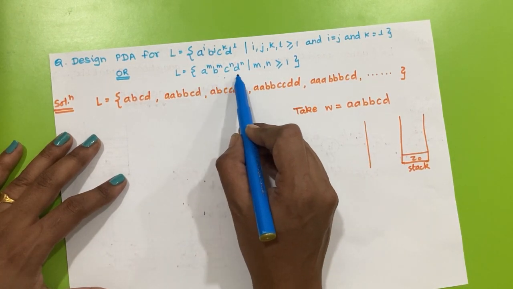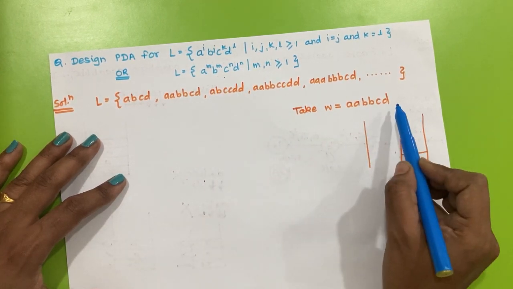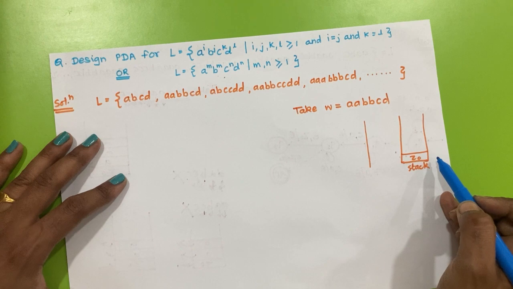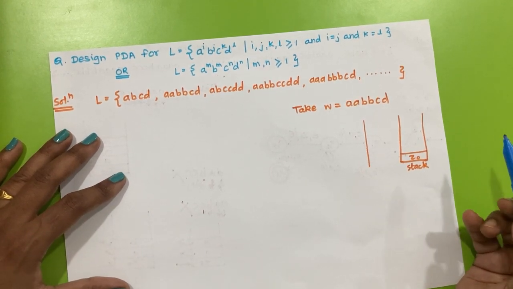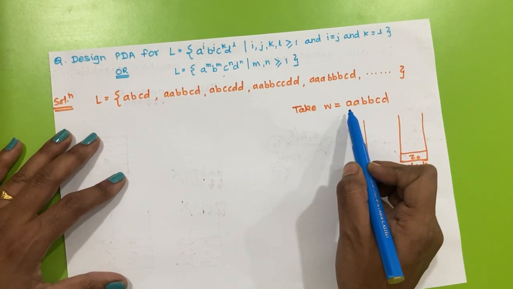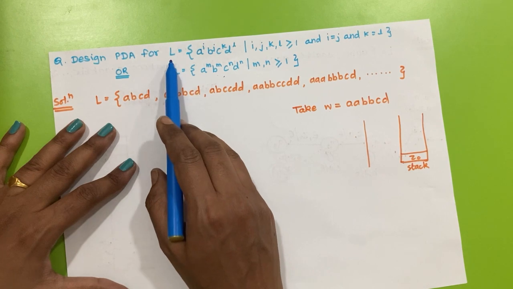So when at last we read empty input from the input tape, at that time our top of stack should be Z0. So let's start to simulate the string AABBCD. So that was the logic behind the working of PDA for the given language.